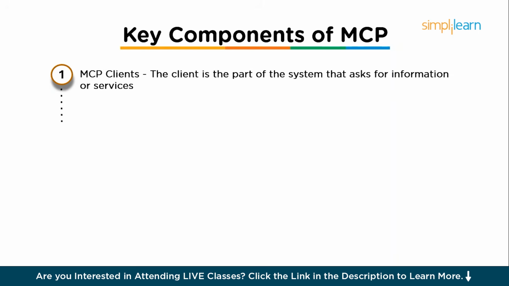First, we've got MCP clients. The client is the part of the system like ChatGPT or another AI assistant that asks for information or services. Think of this as the part of the system that's requesting data or an action from the server. For example, when you ask ChatGPT to find the latest tech news, ChatGPT is the client there.